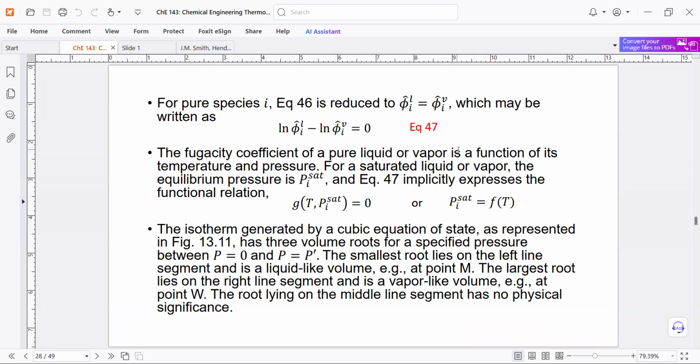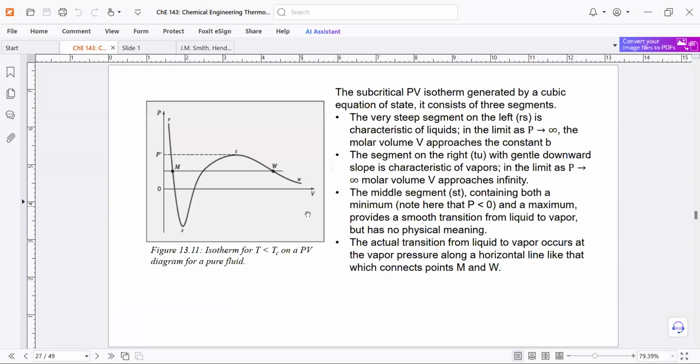Now, for a saturated liquid or vapor, at the equilibrium pressure Pi sat, this equation implicitly expresses the functional relation. So it just describes that it's a function of both temperature and the pressure at saturation. Okay. Now I already discussed this before, that the isotherm generated by the cubic equation of state would have three roots, meaning its intersection with y equal to 0 would be at 3 points.